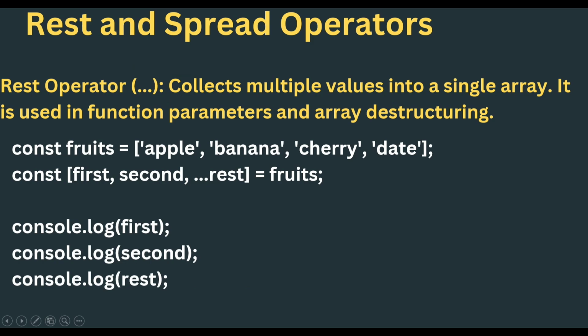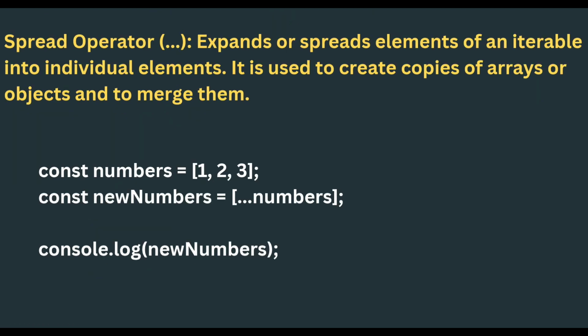Taking one example, fruits: apple, banana, cherry, and date. The first, second, and rest, fruits. Console.log first, console.log second prints apple and banana. The rest prints cherry and date. Coming to the spread operator, it expands or spreads the elements of an iterable into individual elements. It is used to create copies of arrays or objects and to merge them, like constant new numbers, console.log new numbers.